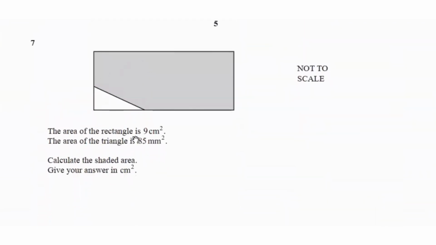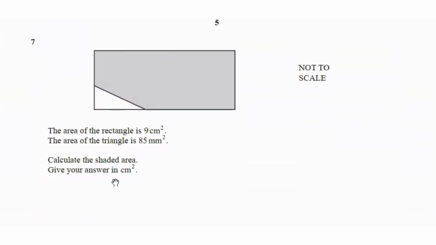Question 7 says the area of a rectangle is 9 centimeters square. The area of the triangle is 85 millimeters square. Calculate the shaded area, give your answer in centimeters square. So what we're going to do is convert the millimeter square into centimeter square.